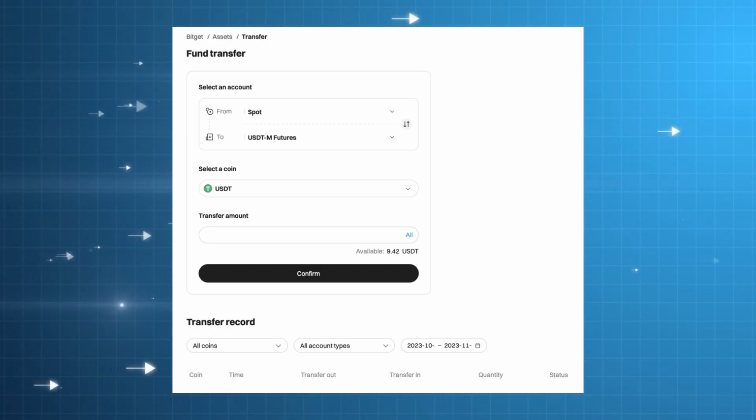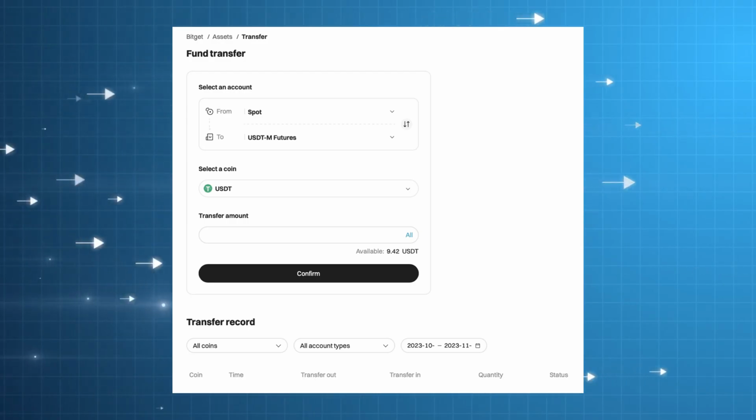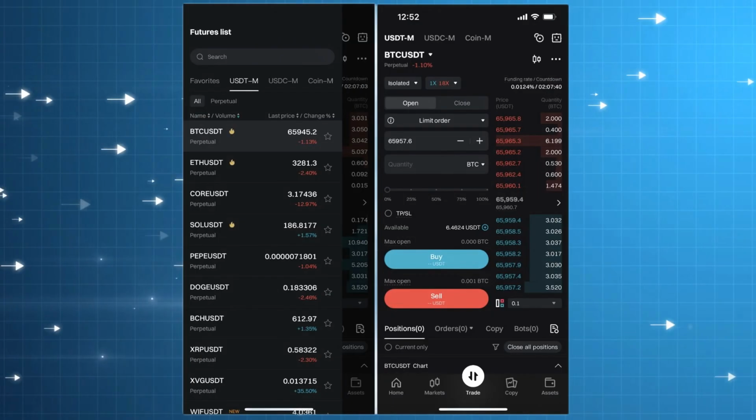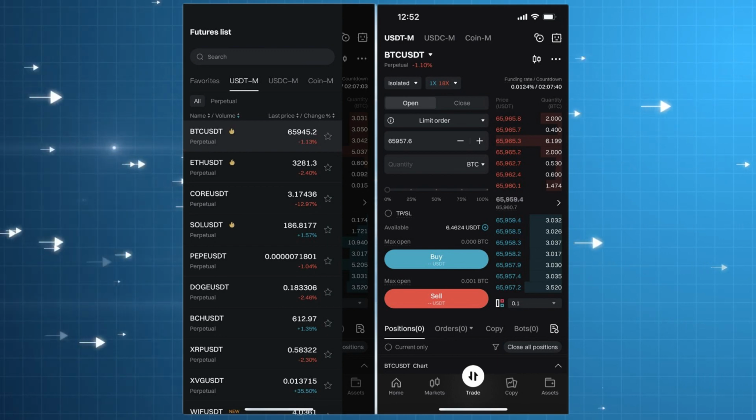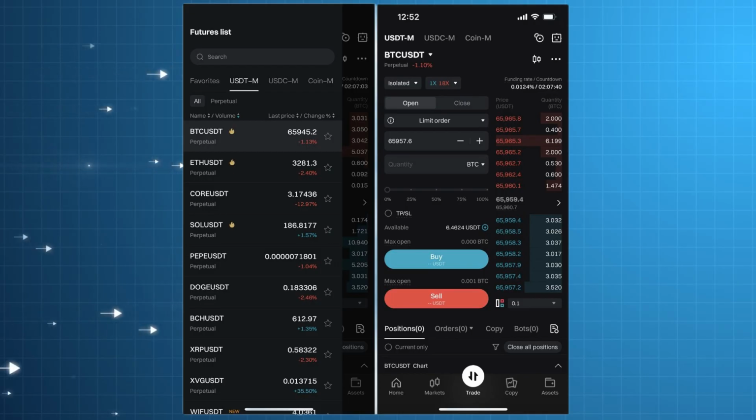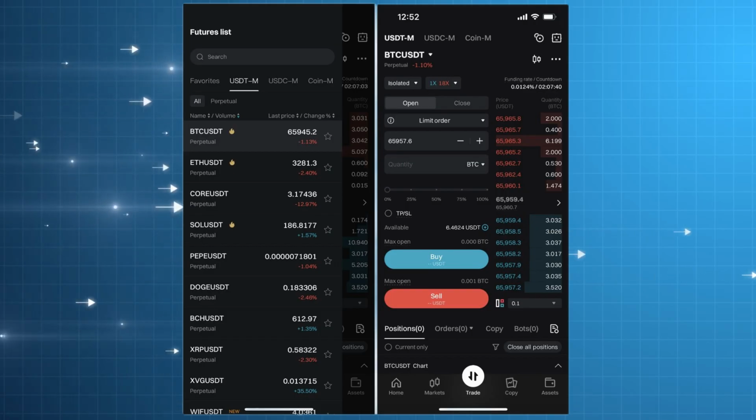And always protect yourself. For example, enter long at $60,000, TP at $62,000, and SL at $59,000. Now check your position in the Positions tab. You can close manually or let TP or SL trigger automatically.